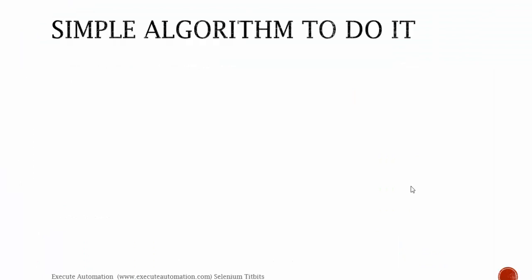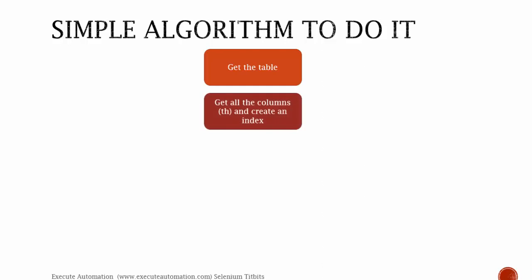So what is a simple algorithm for reading the data from an HTML table? It's pretty straightforward. First, get the table that you're going to work with, and then get all the columns, which is nothing but the th of the table, and create an index of the columns as well. Then get all the rows, which is nothing but the tr, and create an index of that as well.